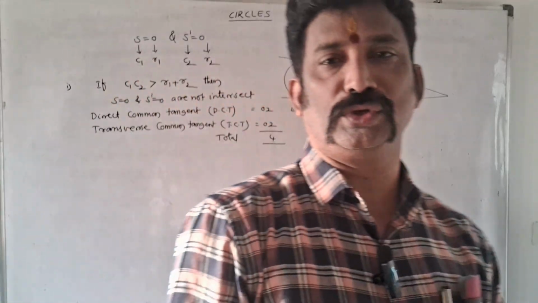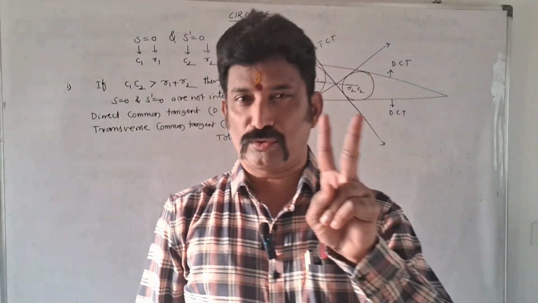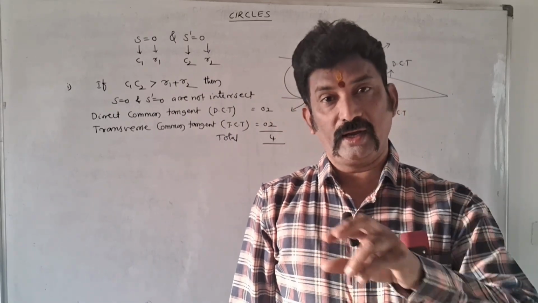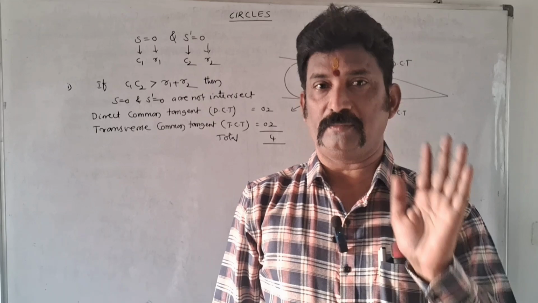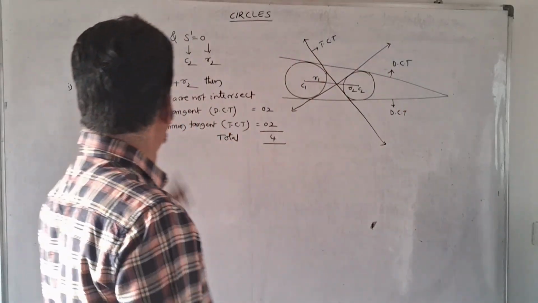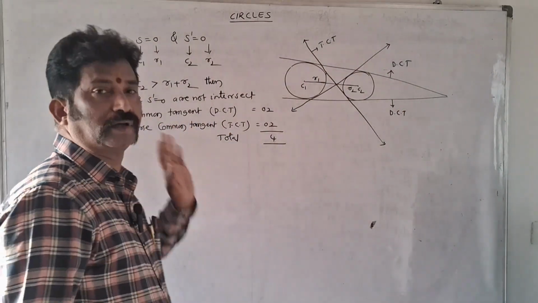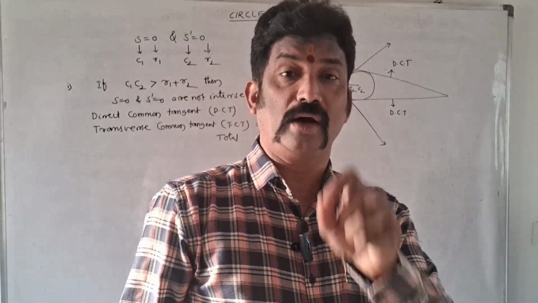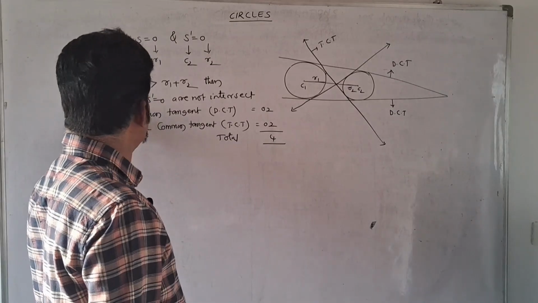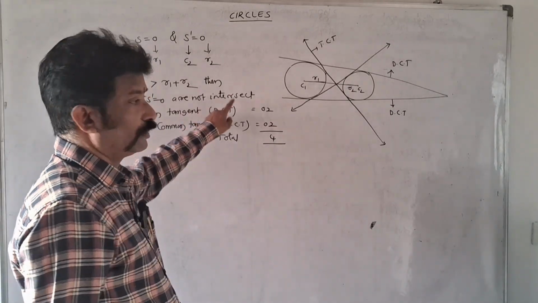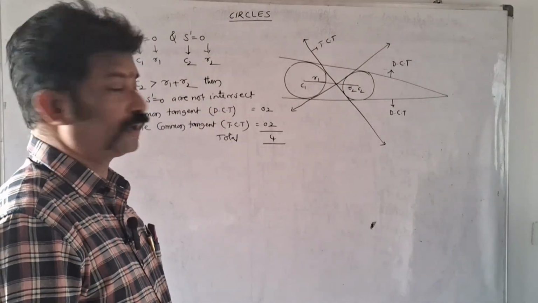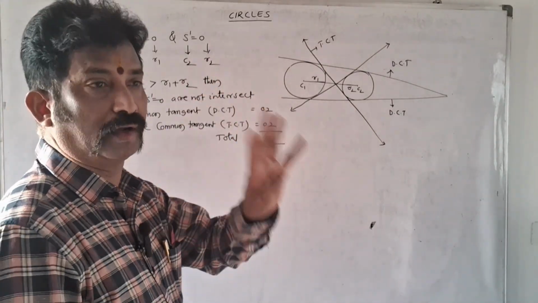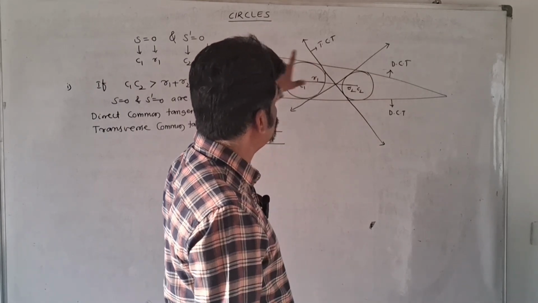I repeat. Let S equals 0 and S dash equals 0 be two circles with centers C1, C2 and radii R1, R2 respectively. If C1C2 is greater than R1 plus R2, the distance between the centers is greater than the sum of the radii, then the two circles do not intersect. How many common tangents are there? 4 common tangents: 2 DCTs and 2 TCTs.